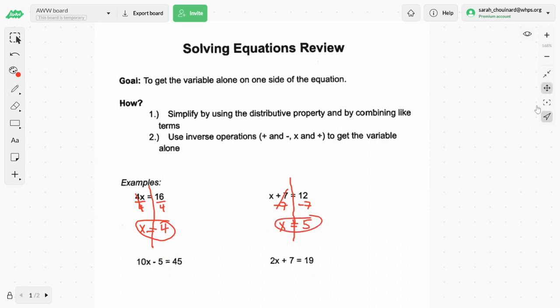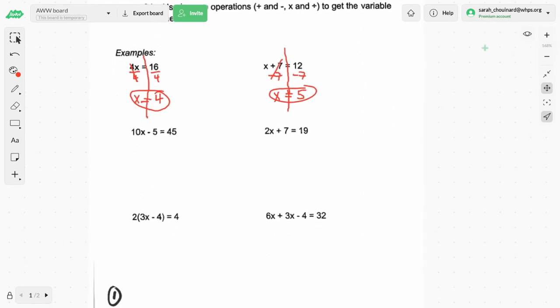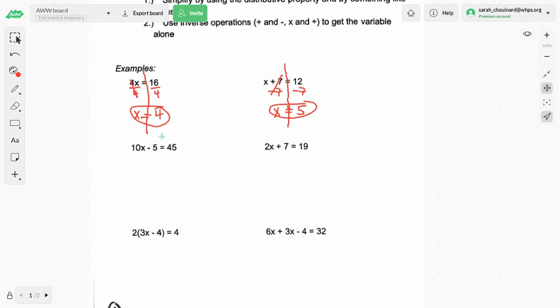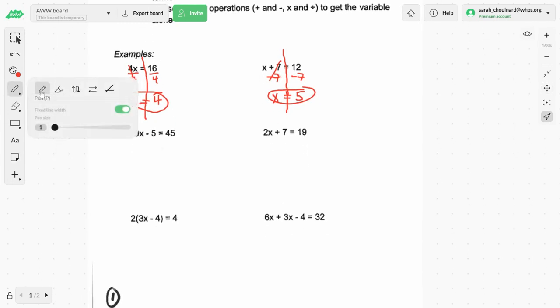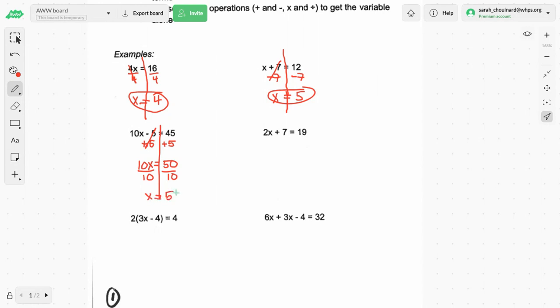For this next one, I have to do 2 steps. I have to get rid of the minus 5, and I have to get rid of the times 10. The first thing that I'm going to do is get rid of the minus 5. I get rid of the minus 5 by doing plus 5, since that's the inverse operation. And I'm left with 10x equals 50. Then x is being multiplied by 10, so I'm going to divide both sides by 10, leaving me with x equals 5 as my final answer.